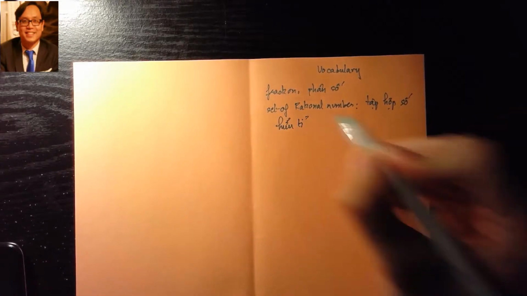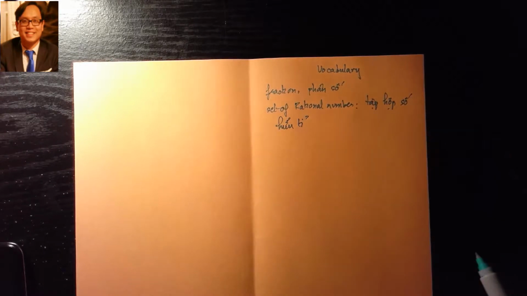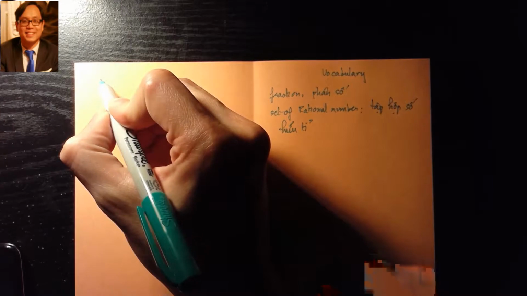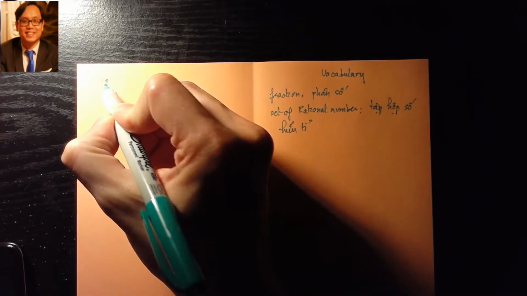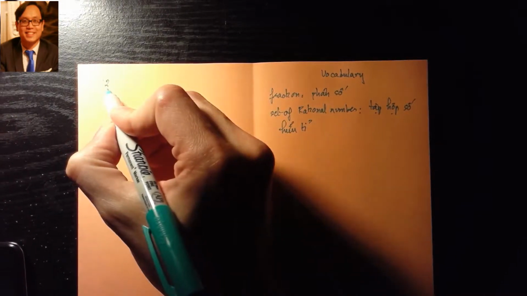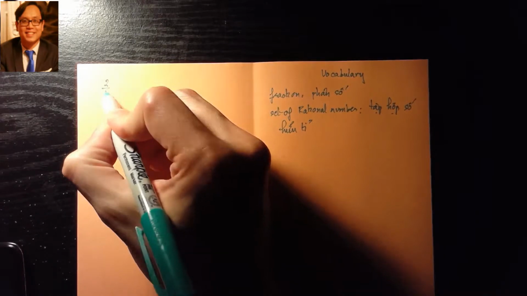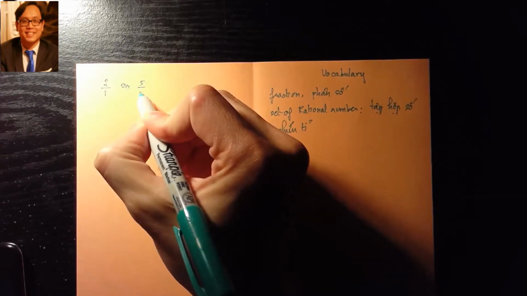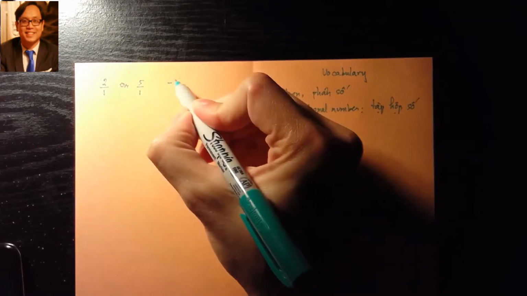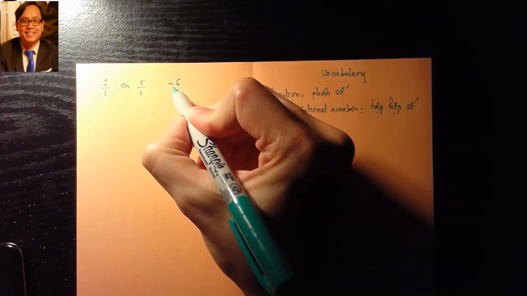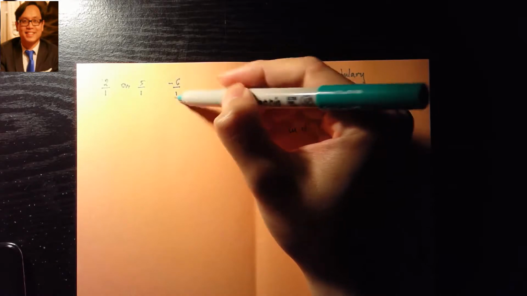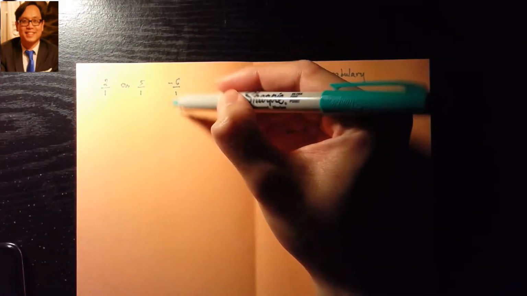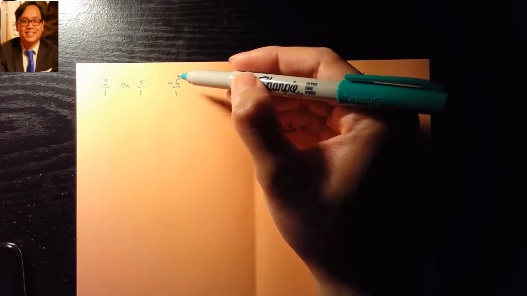Okay. So any number can be expressed as a fraction. For example, even a whole number like number 2. 2 is actually 2 over 1, right? Or 5 is basically 5 over 1. Or negative 6 is basically negative 6 over 1. So any whole number, any integer, positive or negative, can be expressed as a rational number, as a fraction.